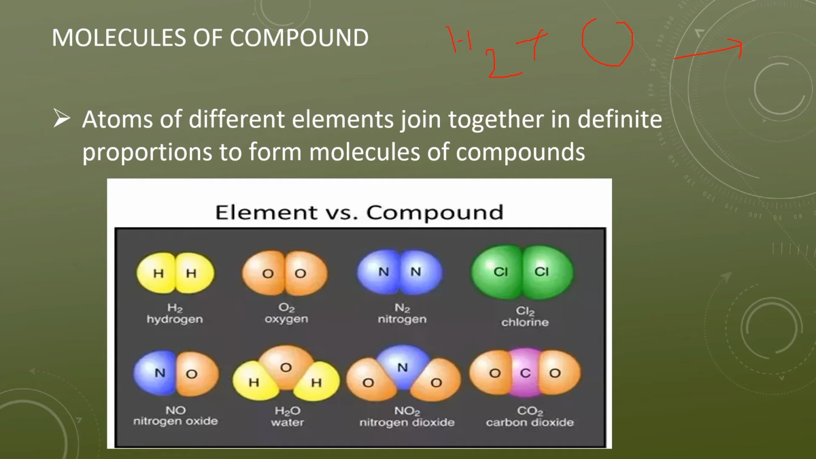You see two hydrogen, two oxygen, two nitrogen, two chlorines are combining, so this is called an element. And here two or three different atoms are combining with each other to form a compound. So this is all about molecules of elements and molecules of compounds.